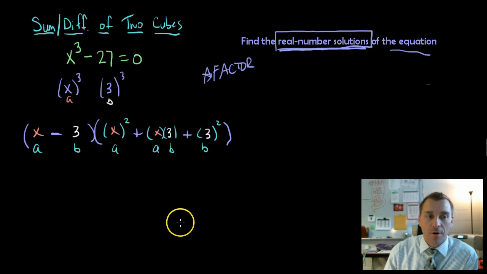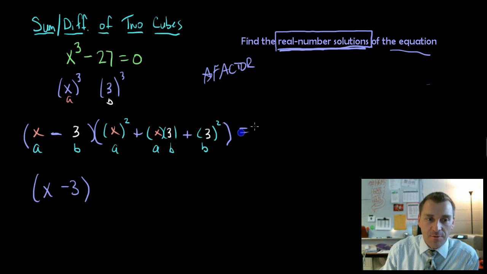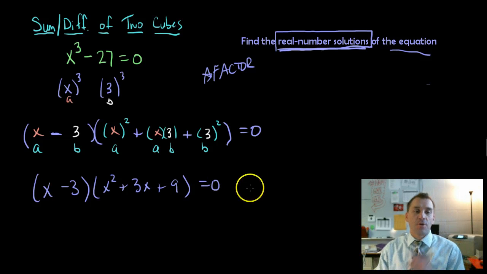Ooh, that looks pretty cool. All I need to do now, remember, is clean it all up. So this whole thing over here will go to just simply x minus 3. That's no big deal. Oh, don't forget the equals 0. Sorry, that always comes down. And then this is just x squared. This is 3x. And this is 3 squared, which is 9. Beautiful. Equals 0. Okay, so we factored it.